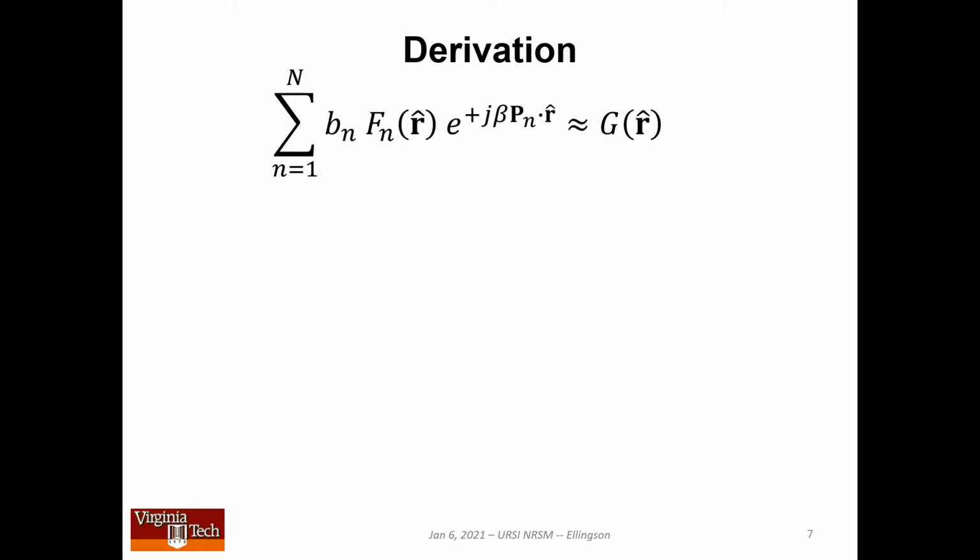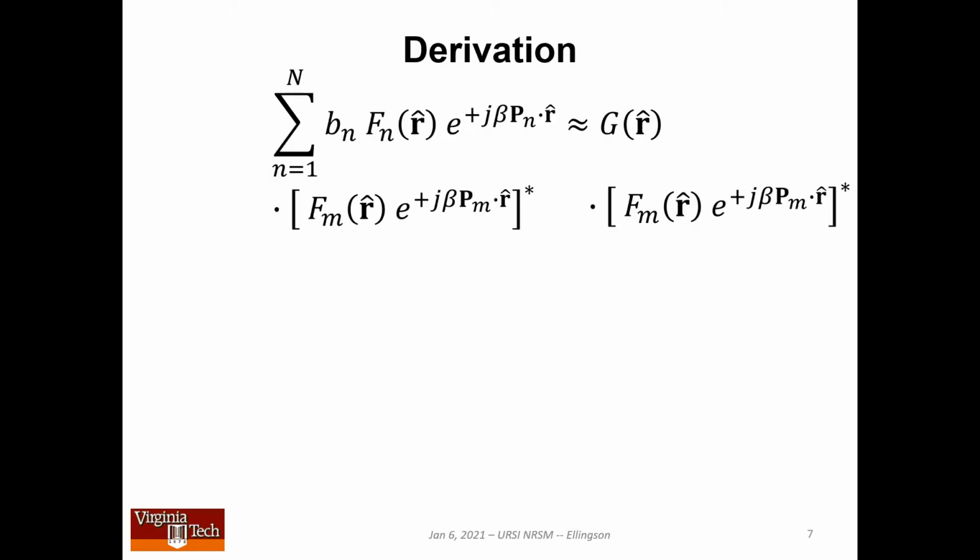Beginning with the array equation, we first multiply both sides by the conjugate of the quantity indicated in the square brackets, in which the subscript n is replaced by the subscript m, and where we will later let m go from 1 to the number of elements, that is big N. Next, we integrate both sides over a sphere that encloses the array. Here, d omega is the differential element of solid angle, that is, sine theta d theta d phi. This eliminates the dependence on pointing direction.